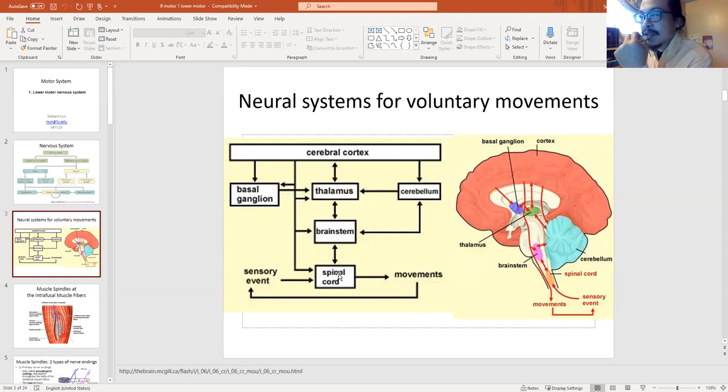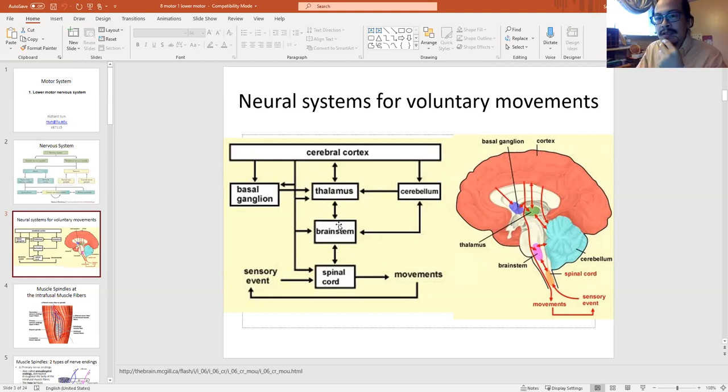So basically there are 4 tracts from the upper motor neuron. From the brainstem, we have the influence from the cerebellum. This one is to conduct the vestibular spinal tracts to affect the spinal cord, to affect the lower motor neuron. And that one affects the body balance.